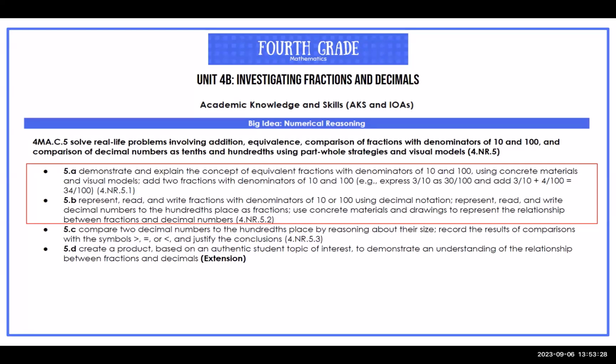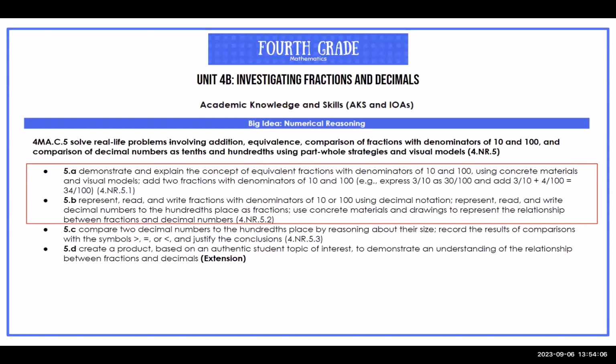For IOA 5A, students demonstrate and explain the concept of equivalent fractions with denominators of 10 and 100, using concrete materials and visual models. Students add two fractions with denominators of 10 and 100 while solving authentic mathematical problems. Students express fractions such as 3/10 as 30 hundredths and add fractions such as 3/10 plus 4/10 equaling 34 hundredths. Students are given multiple opportunities to use visual models to develop part-whole reasoning when building an understanding of equivalent fractions, and students use mixed numbers and fractions greater than 1.